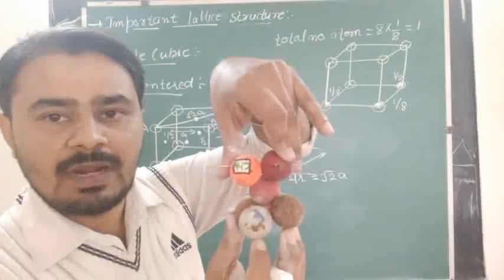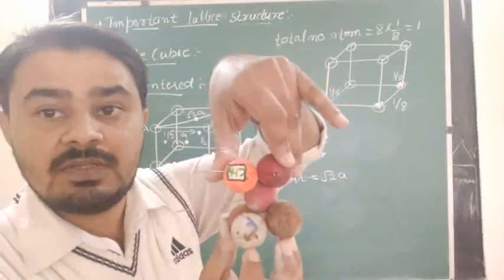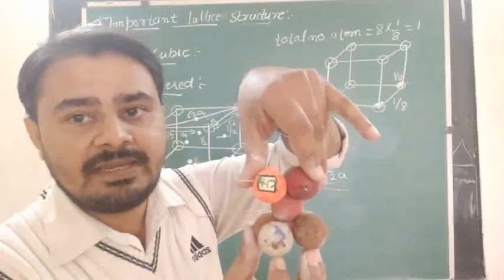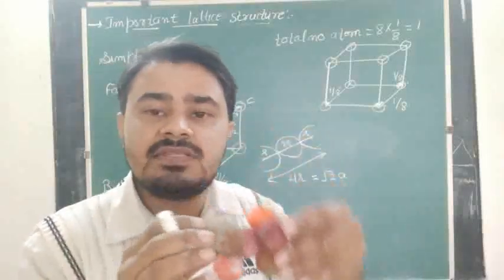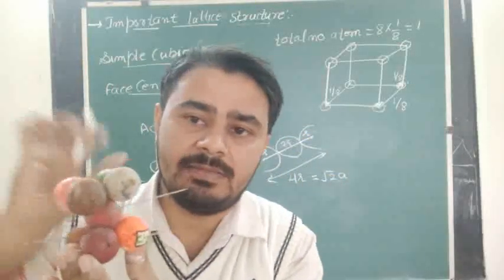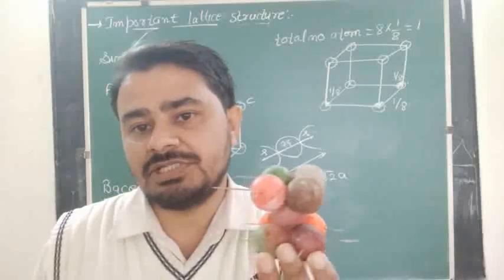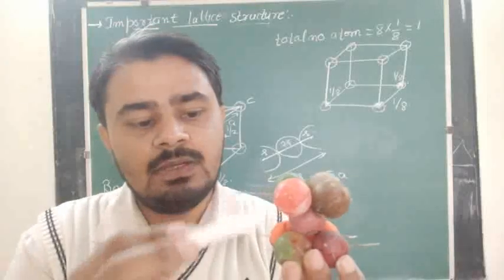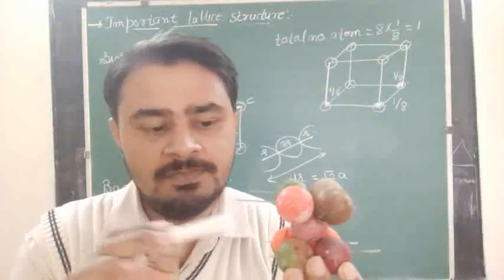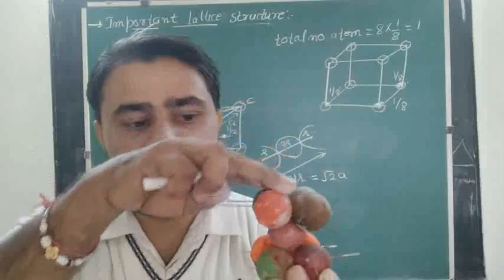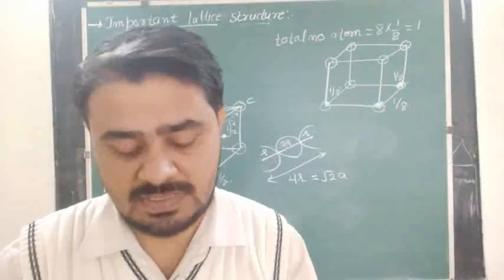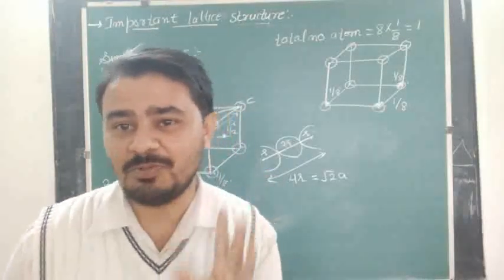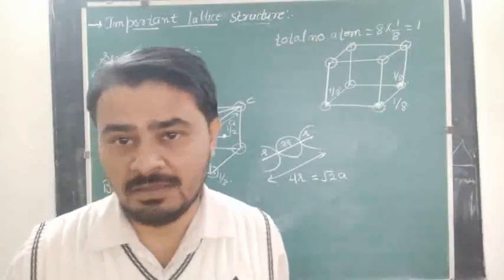Clear? That means the coordination number of this atom will be equal to 8. Why 8? Because it is touching 8 atoms. The number of atoms touching a particular atom is known as its coordination number. Is it clear? Now you can see by this diagram that the corner atoms are not touching each other, but this body-centered atom is in touch with 8 atoms. Is it clear to you? I hope. Okay, you cannot respond, but I hope that you are understanding my point.